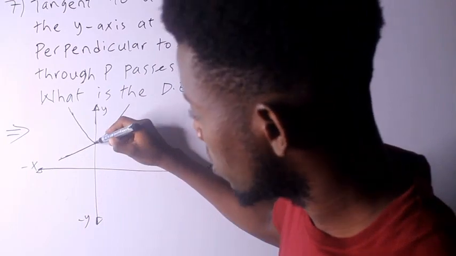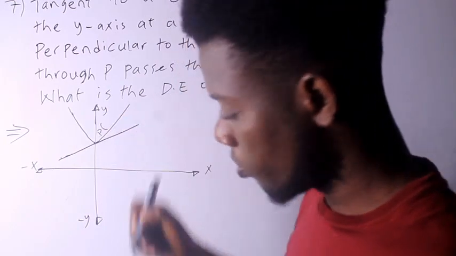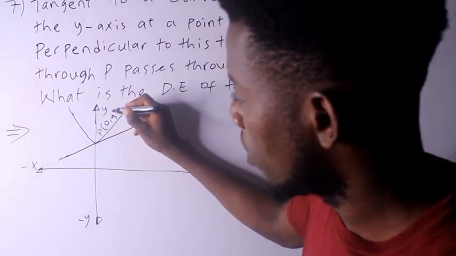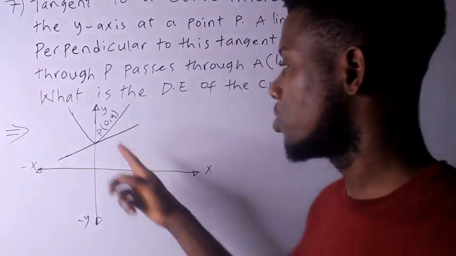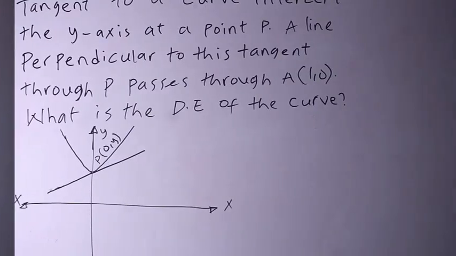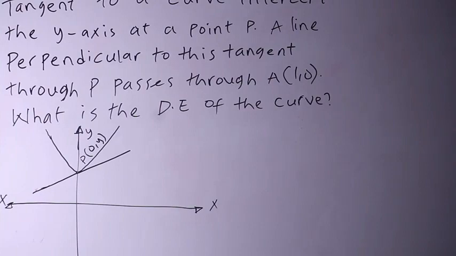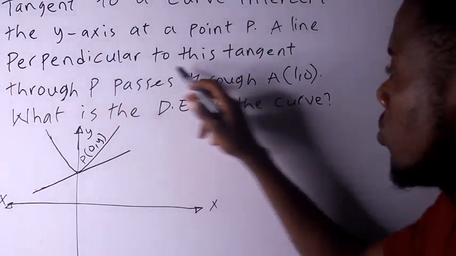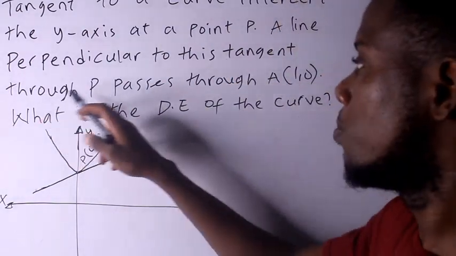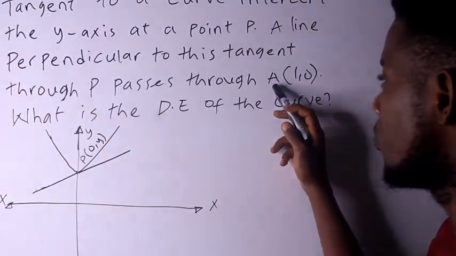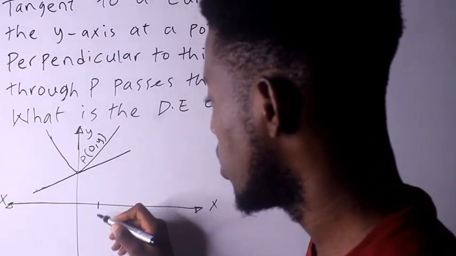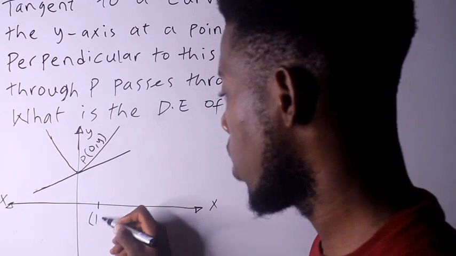This is a point, and this point is point P. So point P will have coordinates (0, y), meaning there is no x value here. Now we are told that a line perpendicular to this tangent, through P, passes through A, which is (1, 0). So (1, 0) is right here. At this point, x is 1, y is 0.